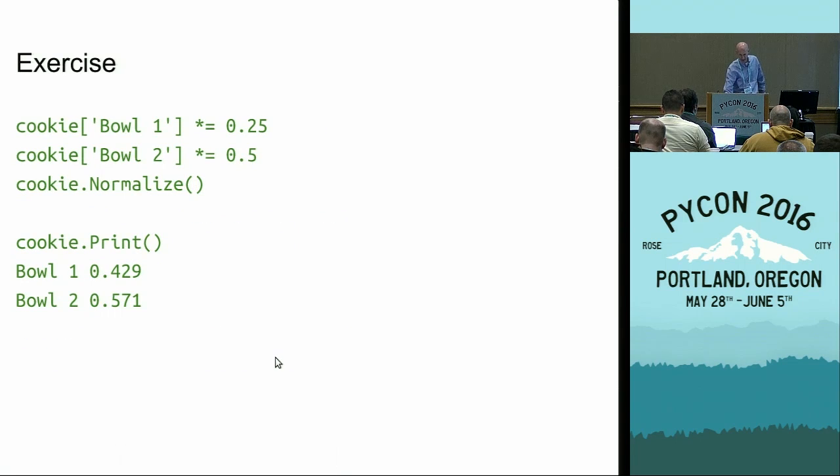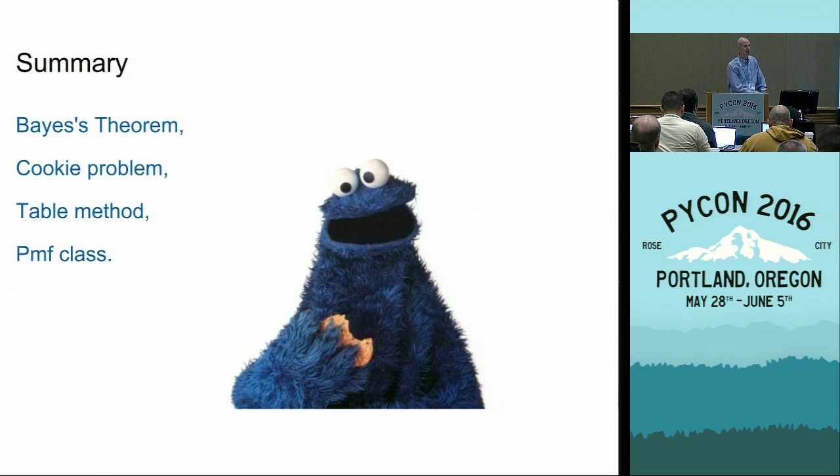This is the exercise that you just did with the updates, and those are the posterior probabilities. And that is all we'll do with the cookie problem for now. I want to introduce the dice problem. I think we'll have time. We'll do one more exercise, and then we get a break.